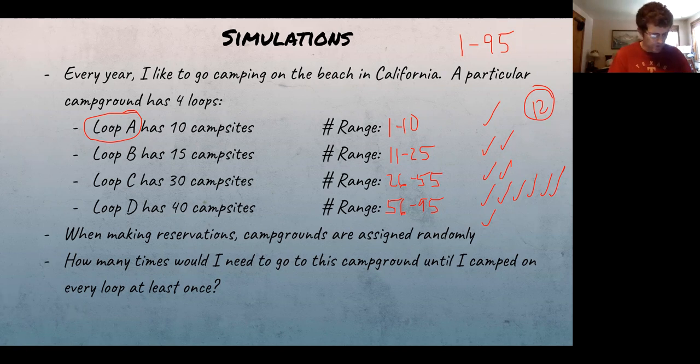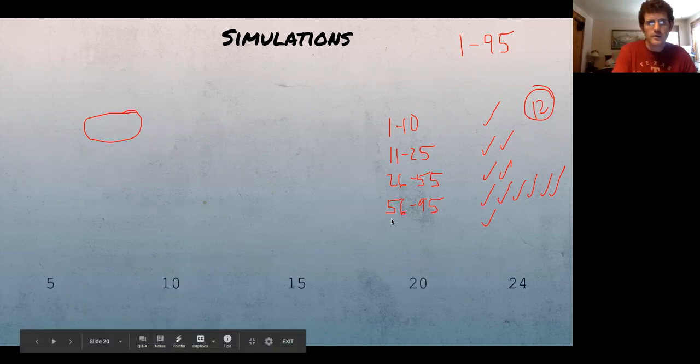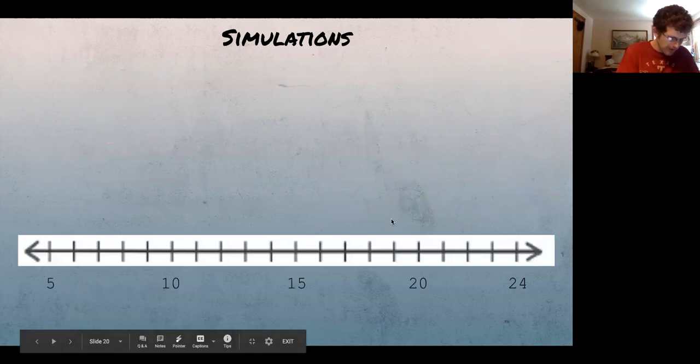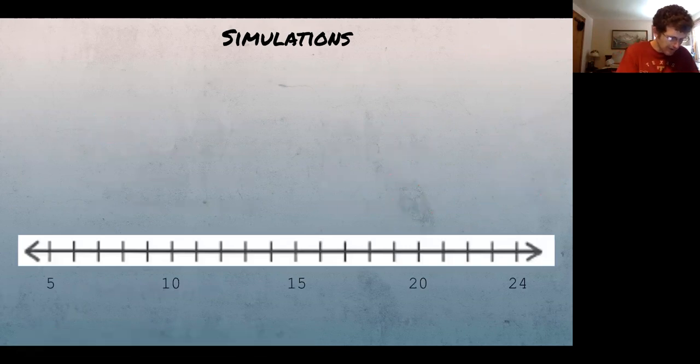Okay, so knowing what to do, what I want you guys to do is do the same simulation, and my 12, I'm going to put a dot right here. I want you guys to do the simulation, and because there's so few of us, see if you can run the simulation maybe a couple times and just add some dots and figure out how many times it took for each of your simulations until you got to stay at all 4 campsites. I'll put those numbers up on the screen again so you can remember what your number ranges are.